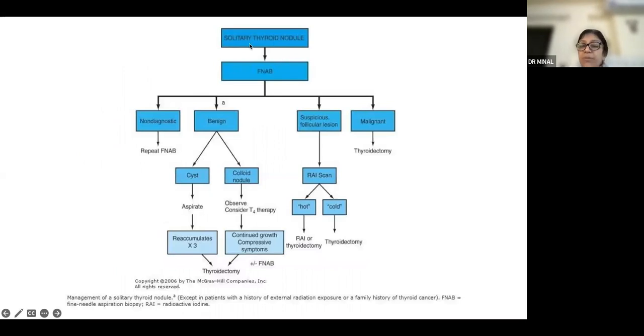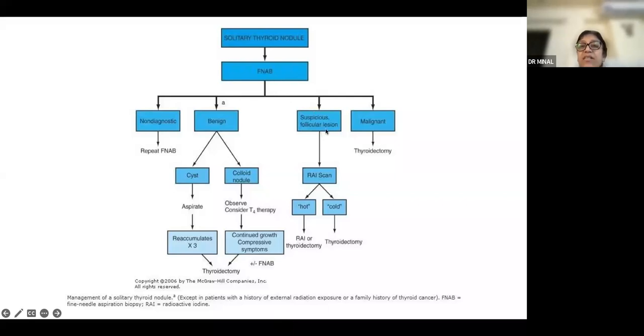Reaching back to the same picture, solitary nodule, go for FNAC. Non-diagnostic, repeat FNAC. If it is benign, if it is cystic, aspirate. If you aspirate and your aspiration fails 3 times, go for surgery. Colloid nodule, just observe, don't do anything. You might start a thyroxine, but still if it is growing or if there are compressive features or there are pressure symptoms, then you need to go for a surgery.